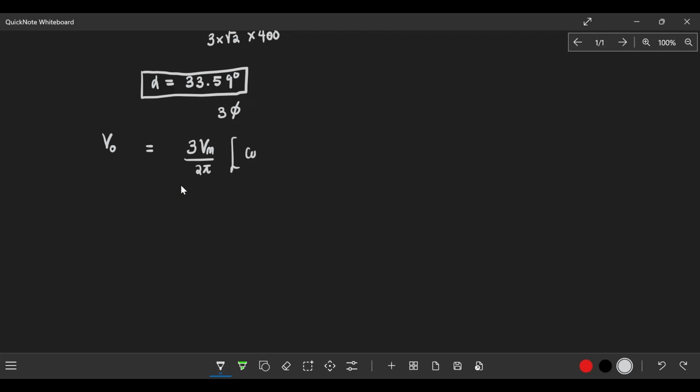Which is cosine alpha plus cosine alpha plus mu. When you're done with this, please get assignment number 3 and go through it on your own and understand it better. So this is it for the 3-phase.